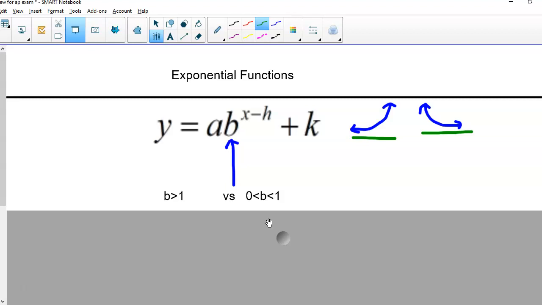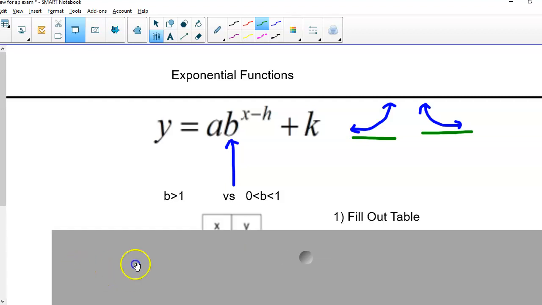So let me quickly review with you the steps for graphing these exponential functions. And then I'm going to take a look at the review. I'm not going to do all the problems with you, but I'm going to go through some questions to make sure you understand how to apply them to certain scenarios.